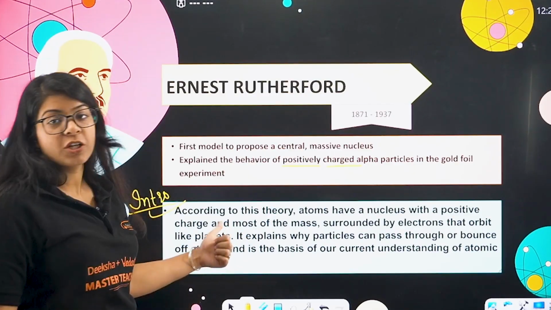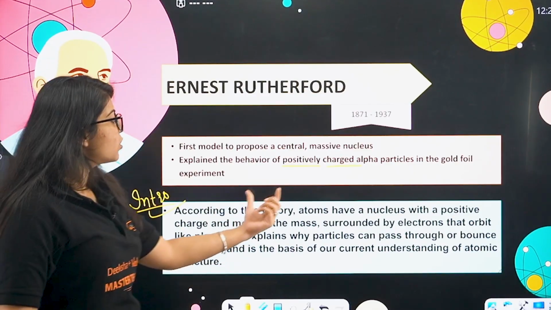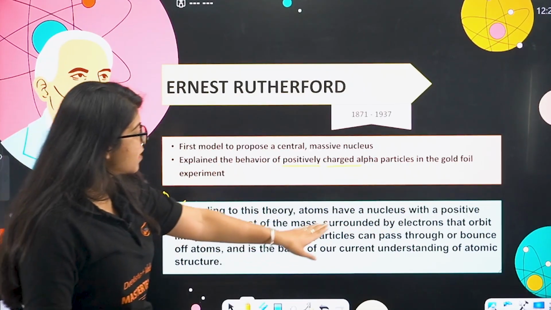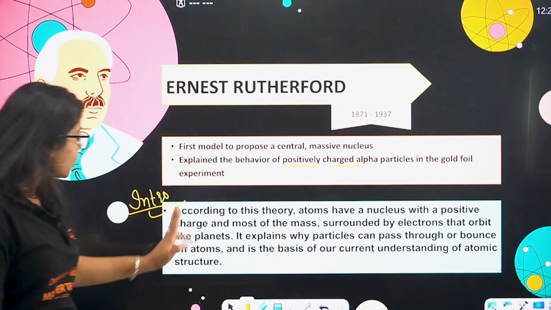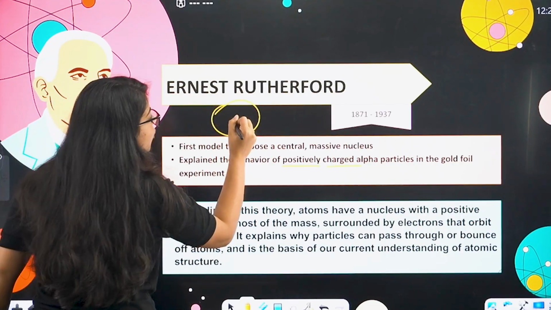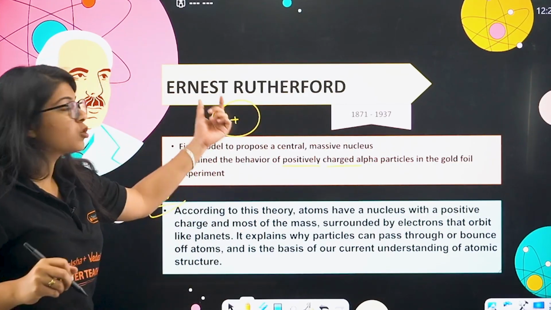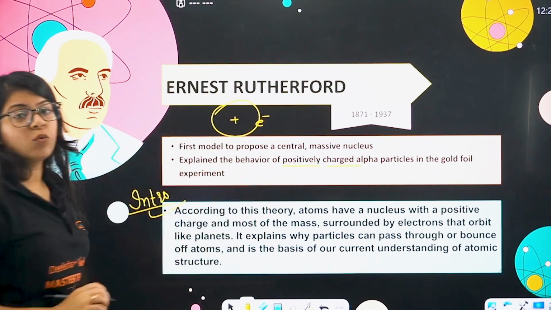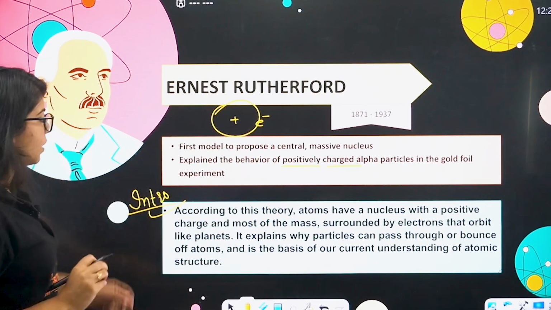So in the introduction, you have to write this paragraph. According to this theory, atoms have a nucleus with a positive charge and most of the mass surrounded by electrons that orbit like planets. Understood? It is an atom with most of the mass at the center, most of the positive charge at the center, and electrons are revolving around just like planets are revolving around the sun, right?